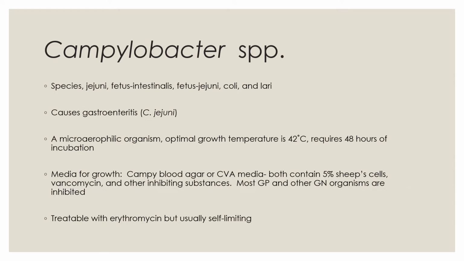It is a microaerophilic organism, and what I mean by that is it requires 85% nitrogen, about 5% oxygen, and 3 to 10% CO2. The optimal growth temperature for Campylobacter is 42 degrees, and it is a slow grower. It does require up to about 48 to 72 hours of incubation. There is special media for growing Campylobacter, including Campylobacter blood agar and CVA media, which contains vancomycin and other inhibiting substances to prevent the growth of most other organisms. Gram-positives and gram-negatives are inhibited on CVA and Campy blood agar.